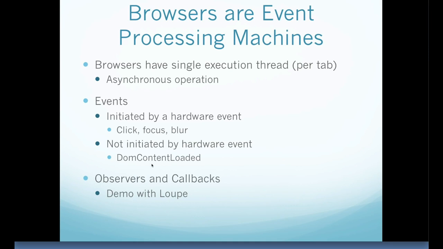Events can be initiated by a hardware event, that is a click of a mouse or the movement of a mouse or the response of a network interface when it's notified that it has something coming in on the network. But these are hardware events. The browser then takes them and turns them into browser events.